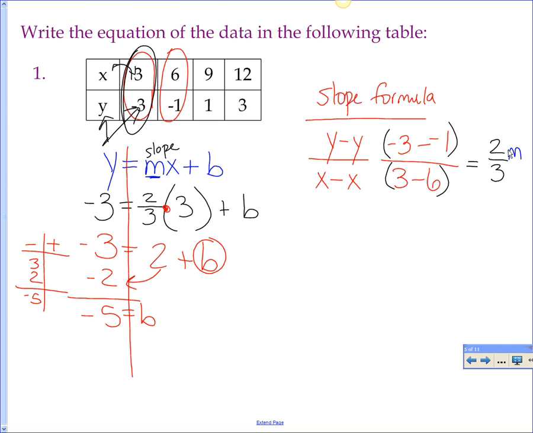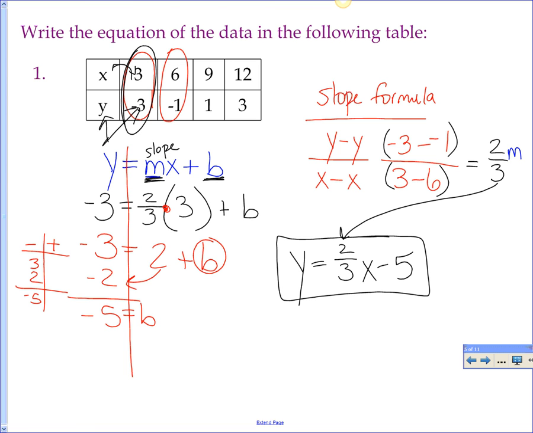All right, for your final answer, you're going to do your milk and your brownie. So my final answer is y equals, for my m, I'm putting in 2/3. Then you always put an x beside it because it's slope. And then you're putting negative 5 as your b. So that is your answer. Y equals 2/3 x minus 5.